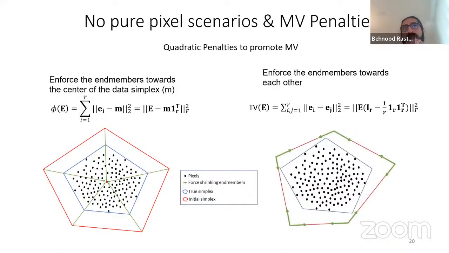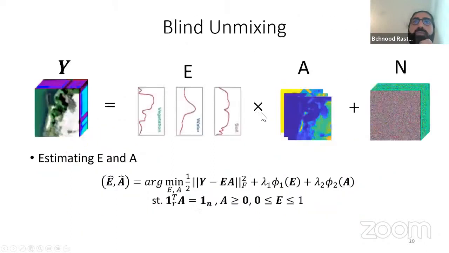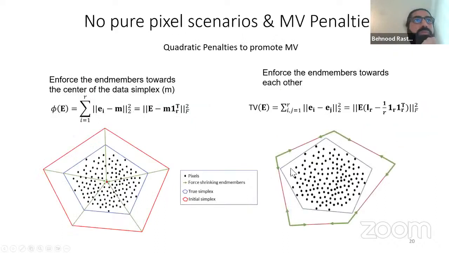Before introducing some methods for blind unmixing, let's discuss a few penalty terms and minimum volume penalties. These are two widely used minimum volume penalties that we will later discuss as well. Basically you can use this type of penalty as your phi one function here.